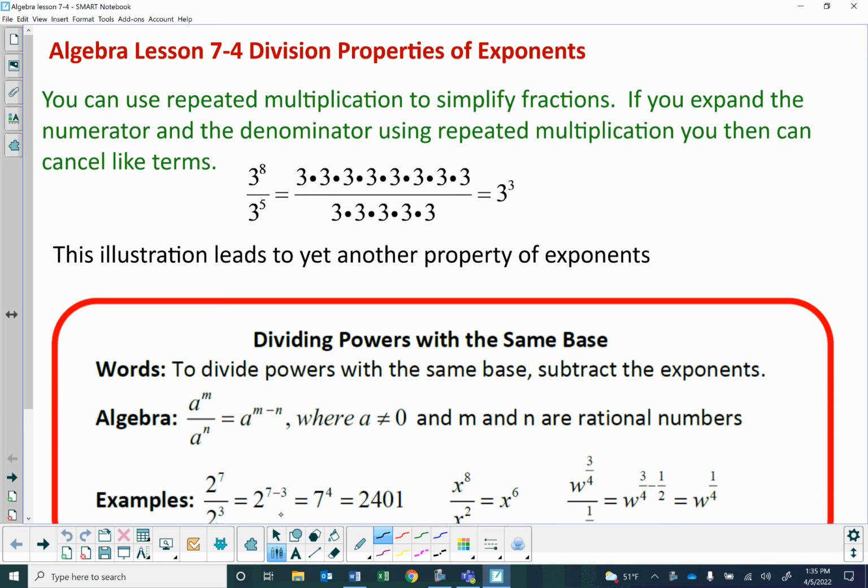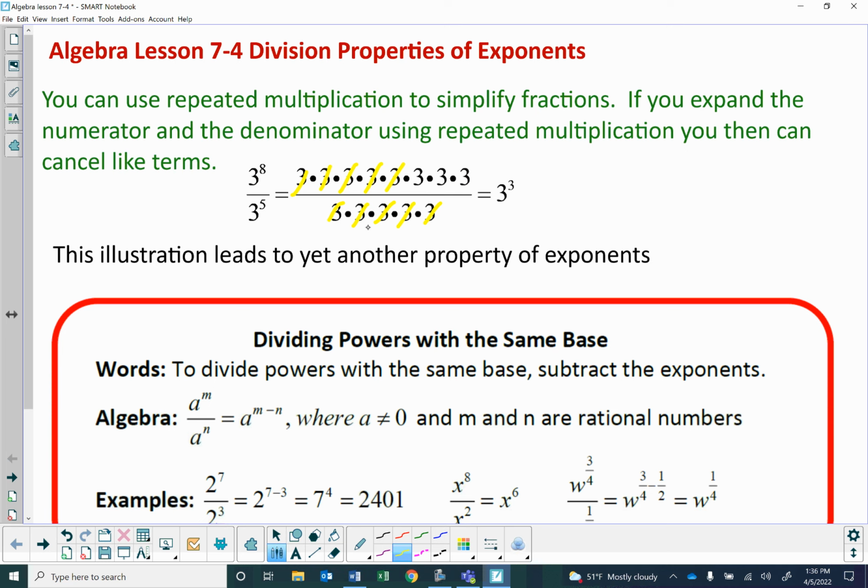Now here, I could cancel. I have a 3 here, which would cancel with this 3 here. This one here cancels with this one here. This third one cancels with that third one. That fourth one cancels with that fourth one. Fifth one cancels with that fifth one, and I'm left with 3 to the third.